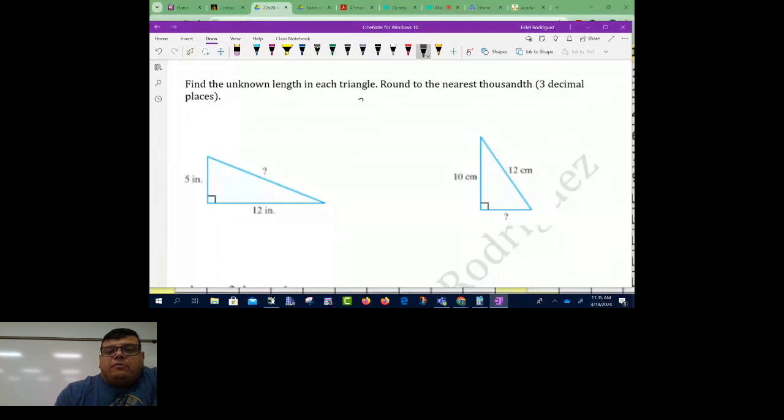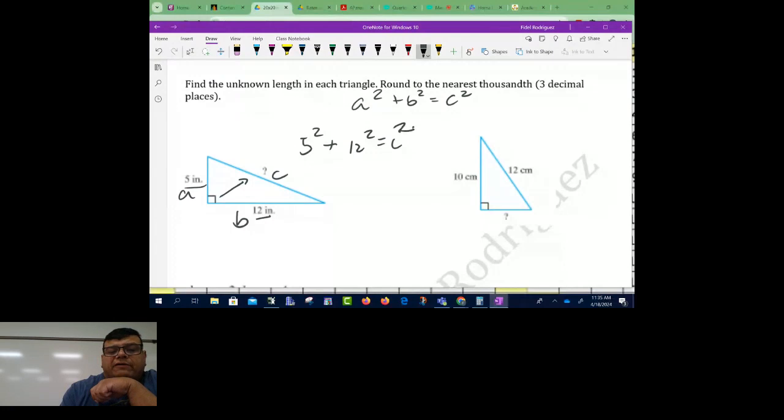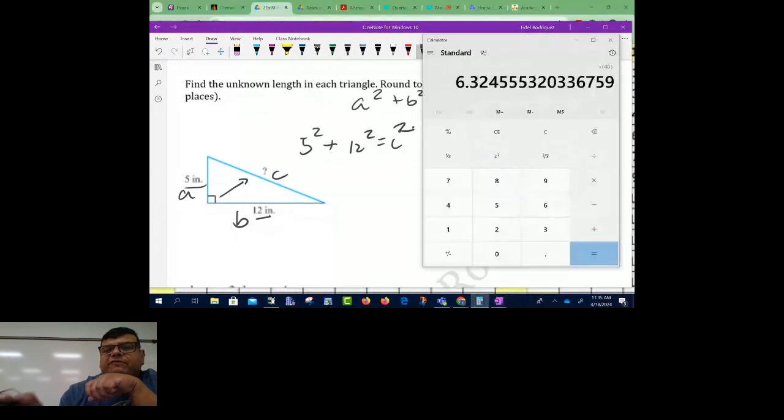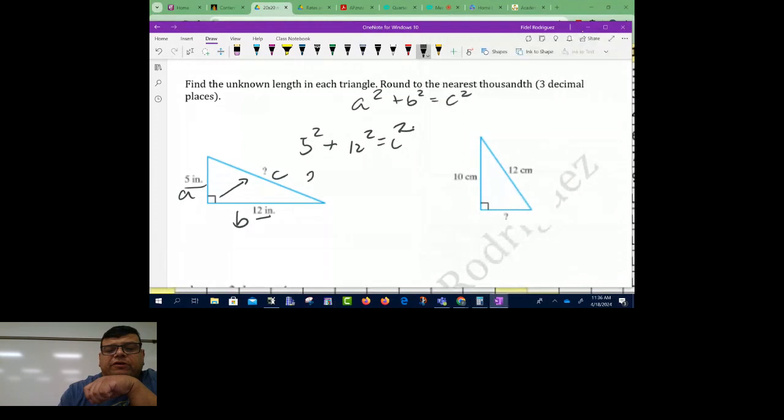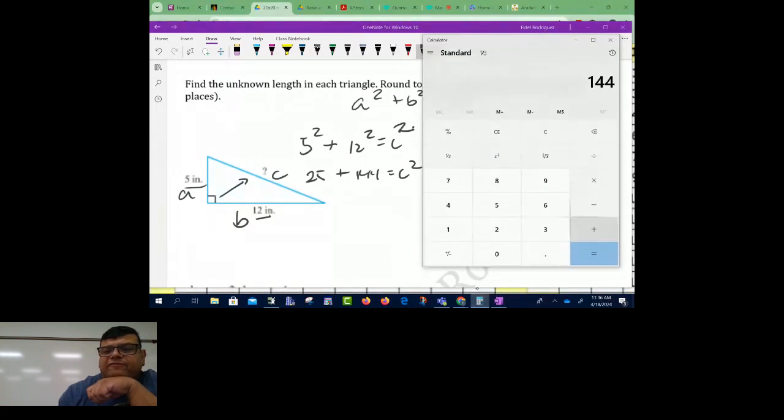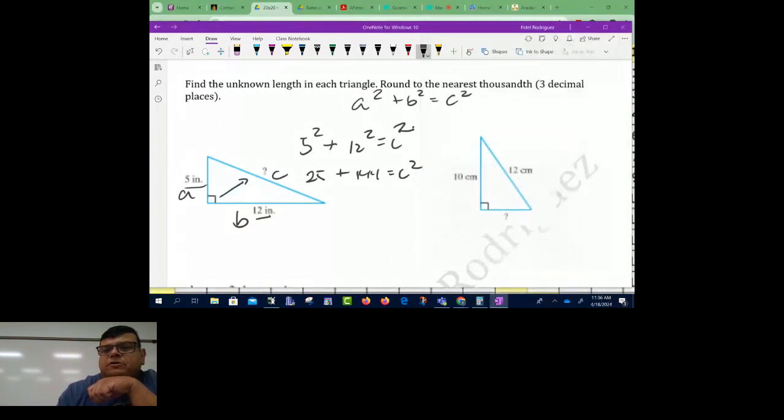Okay, so look, y'all, my formula: A squared plus B squared equals C squared. I'm going to call that A. I'm going to call that B. This side here, opposite, that's got to be my C. Okay, so we're going to say 5 squared plus 12 squared equals C squared. Okay. All right, 5 squared is 25. 12 squared is 144. Equals C squared. Let's see, what's 144 plus 25? 169, okay?